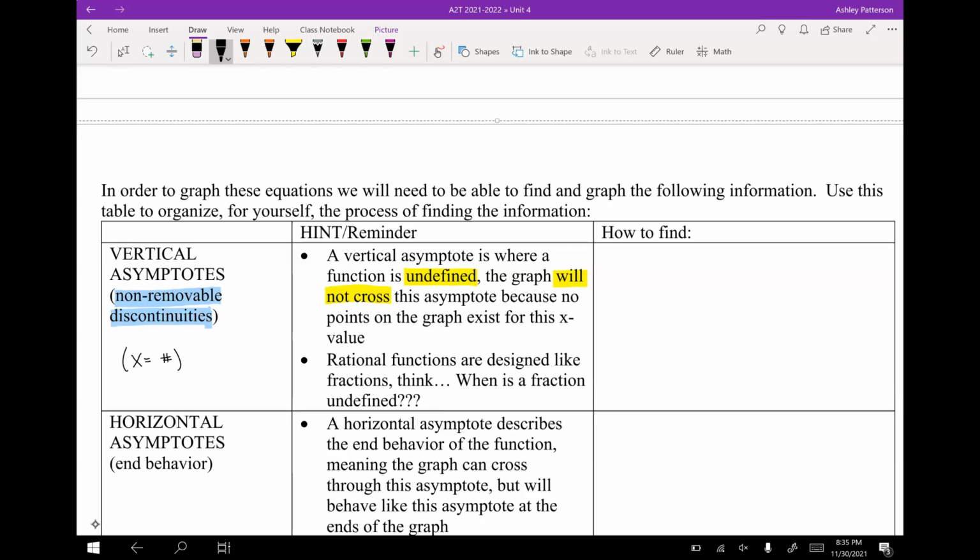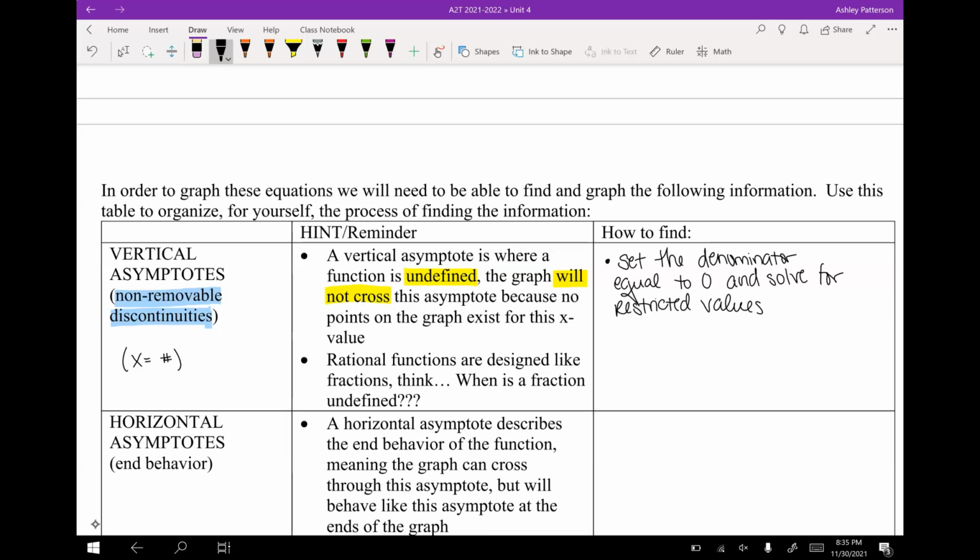So how to find it? We set the denominator equal to 0. Set the denominator equal to 0 and solve for restricted values. Again, why? Because we cannot have a fraction with a denominator that's equal to 0. So in order to find where the vertical asymptotes exist, we're looking for the restrictions. Think back to skill 1, we found the restrictions.